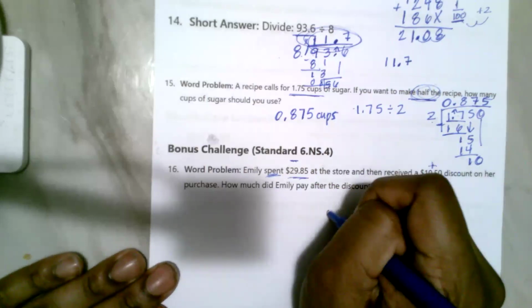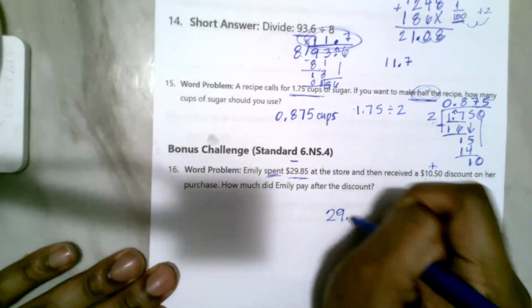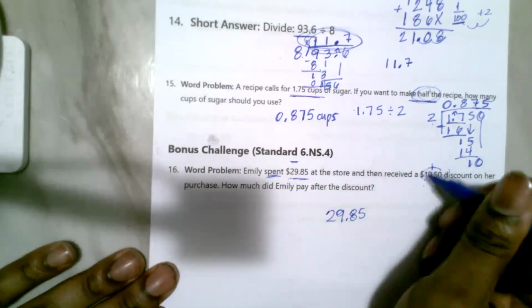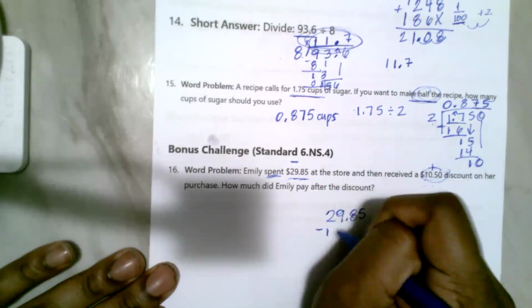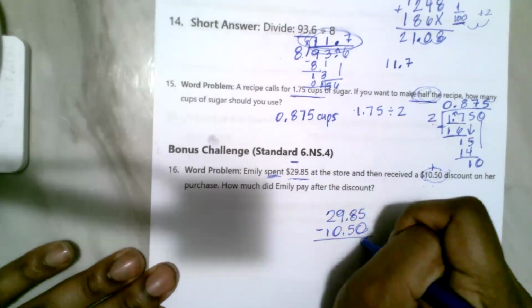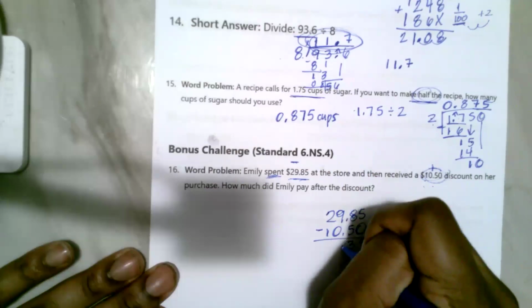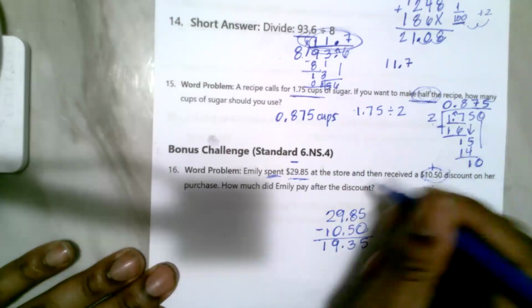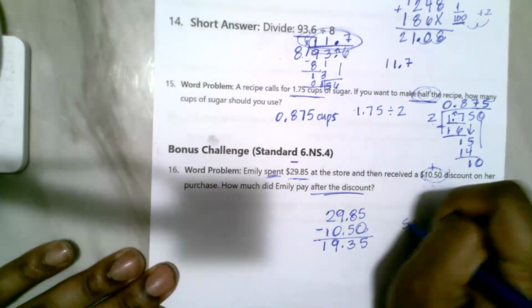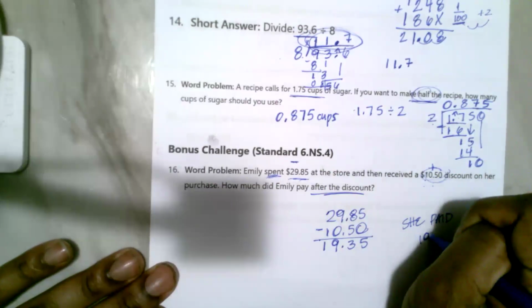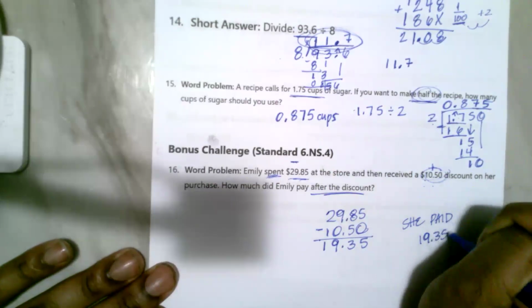So she spent $29.85. But then she had a discount of $10. So you have to subtract that. $10.50. It's a five. That's a three. So after the discount, she paid $19.35.